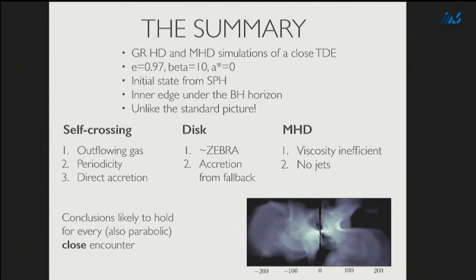There is no direct accretion in the equatorial plane, and the results from the MHD part suggest that ultimately the viscosity which will be triggered in such a system will be inefficient and will not bring enough magnetic field to generate jets and will produce very low accretion rate through the black hole. Thank you. I will appreciate questions.